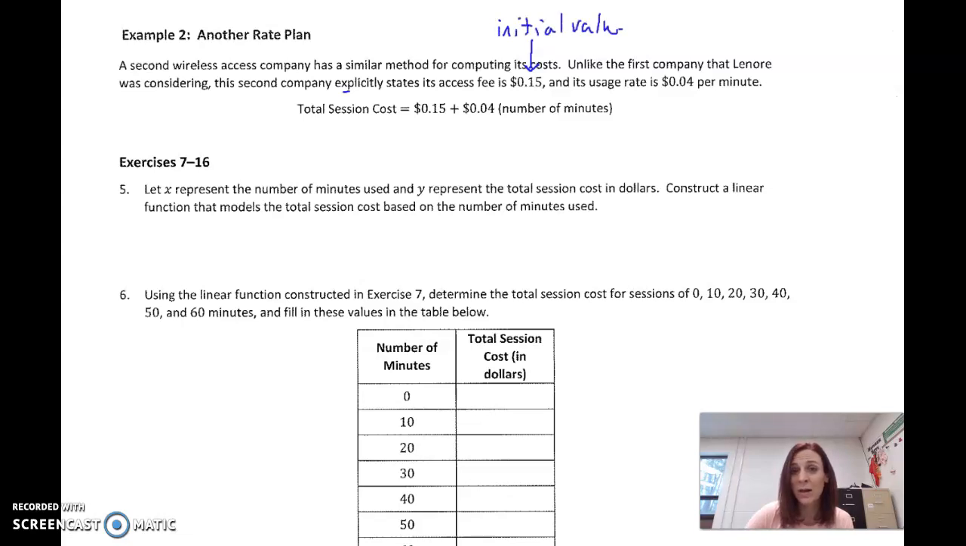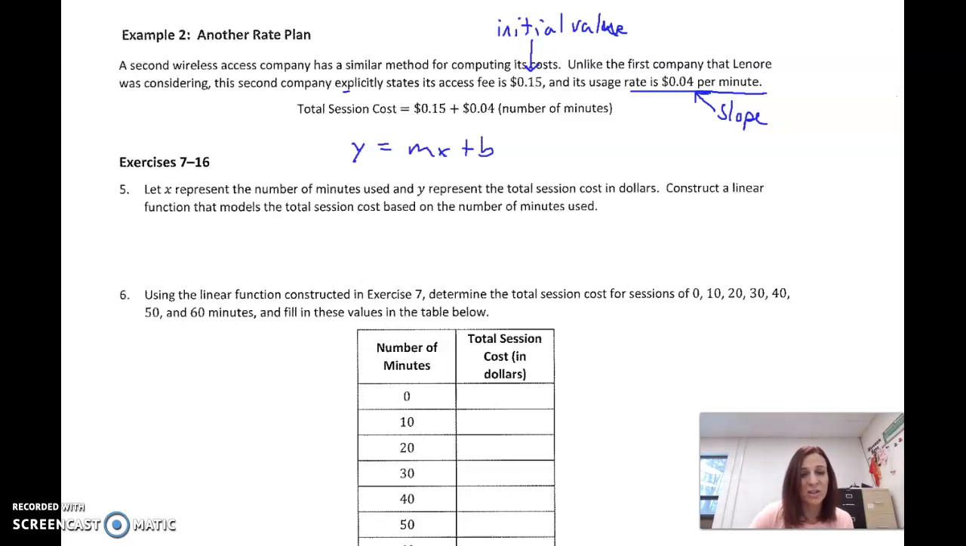Okay, we're starting from there because even if you use 0 minutes, you are paying 15 cents. That's where we're starting from. And then its usage rate is 4 cents per minute. That right there is your slope. So the cool thing is that it's giving it to us here, but if you have this information, you can write an equation, okay?